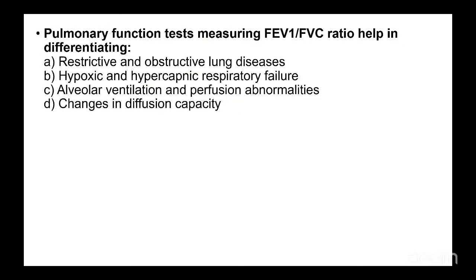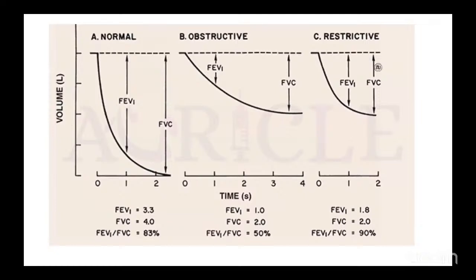Next, pulmonary function testing, measuring FEV1 by FVC. The main reason is for restrictive and obstructive lung disease. So this one diagram will help you understand what is FEV1 and what is FVC, forced vital capacity. So you know what vital capacity is. Take a deep breath and expire. That is vital capacity. You do it very fast, as forcefully, as fast as you can. That is forced vital capacity.